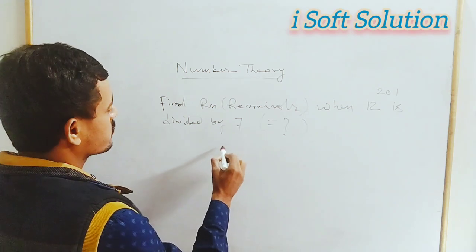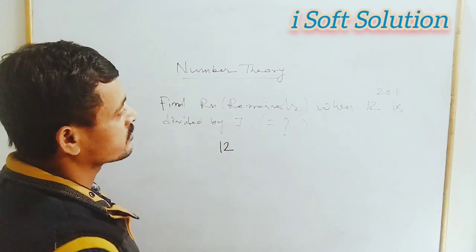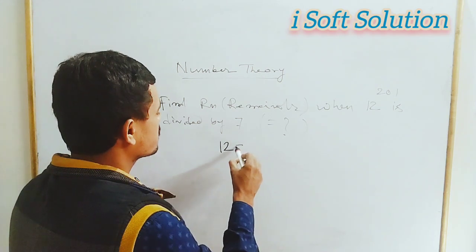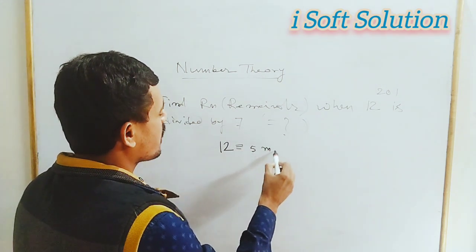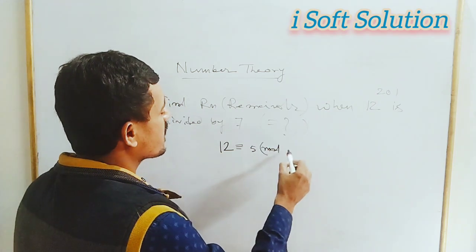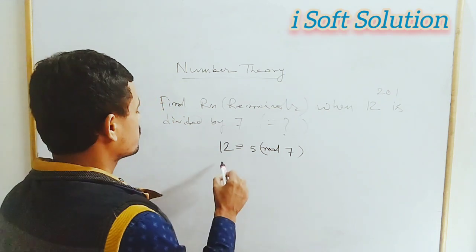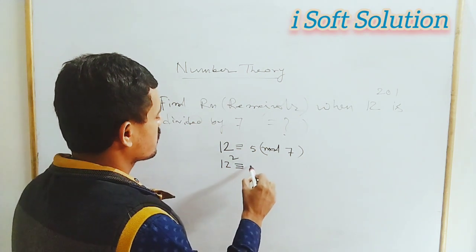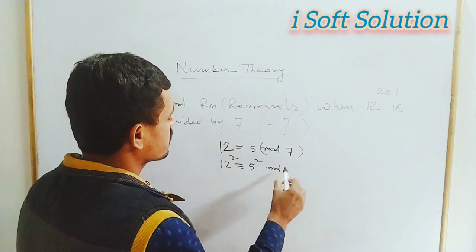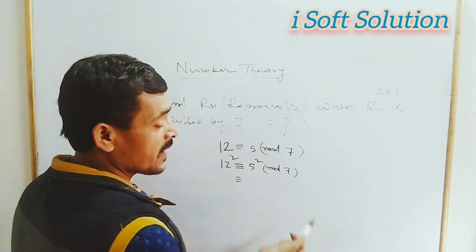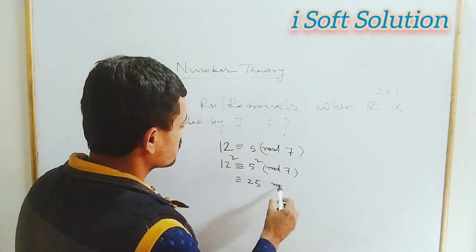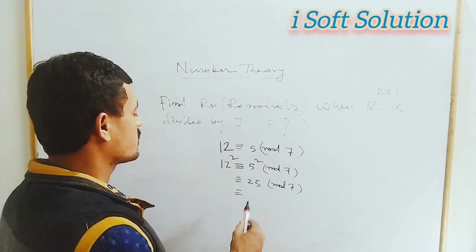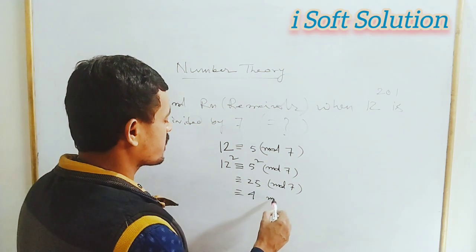Here, if we divide 12 by 7, we have remainder 5. Therefore, 12 is congruent to 5 mod 7. Now, 12 squared will be 5 squared mod 7, that is equal to 25 mod 7. Now, if we divide 25 by 7, 7 threes are 21, we have remainder 4. So 12 squared is congruent to 4 mod 7.